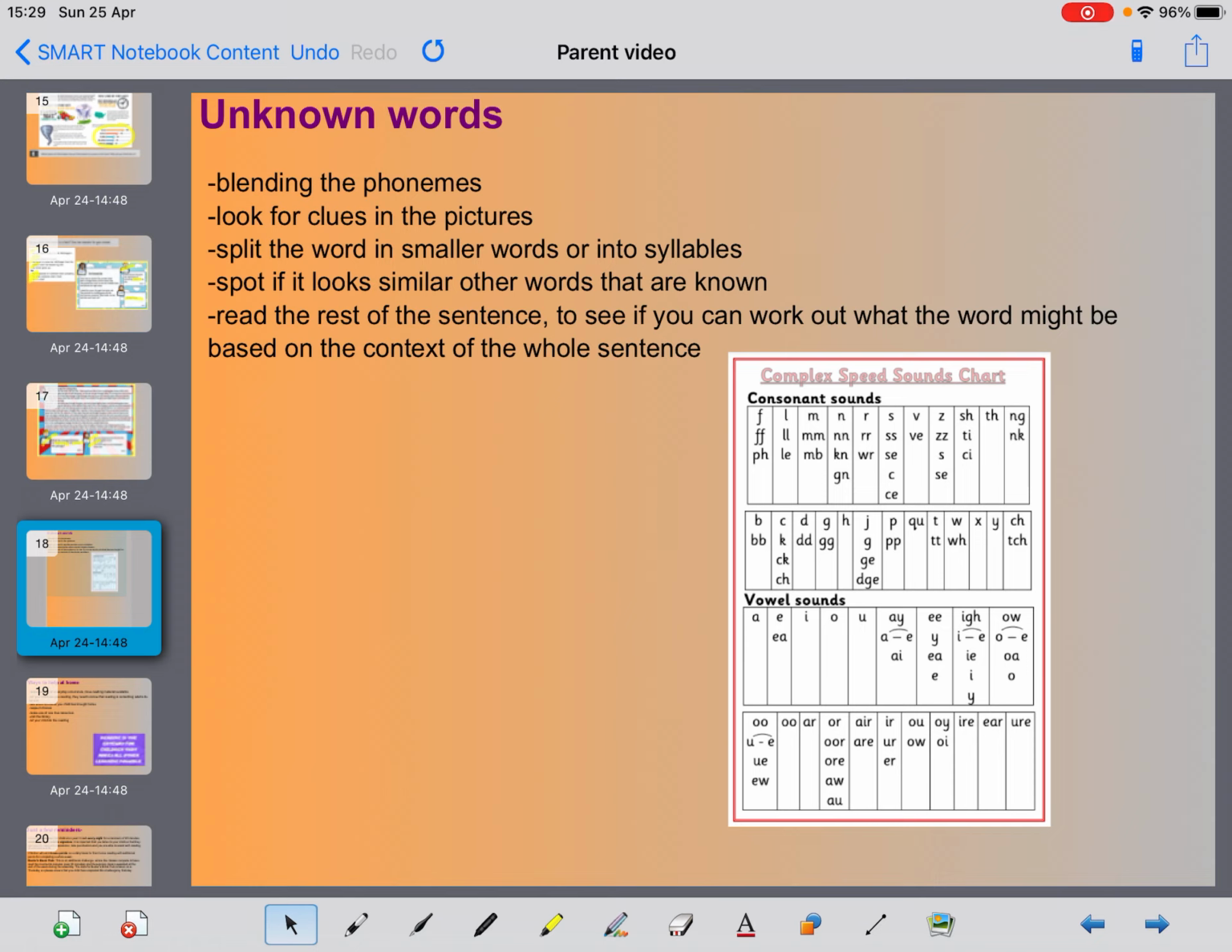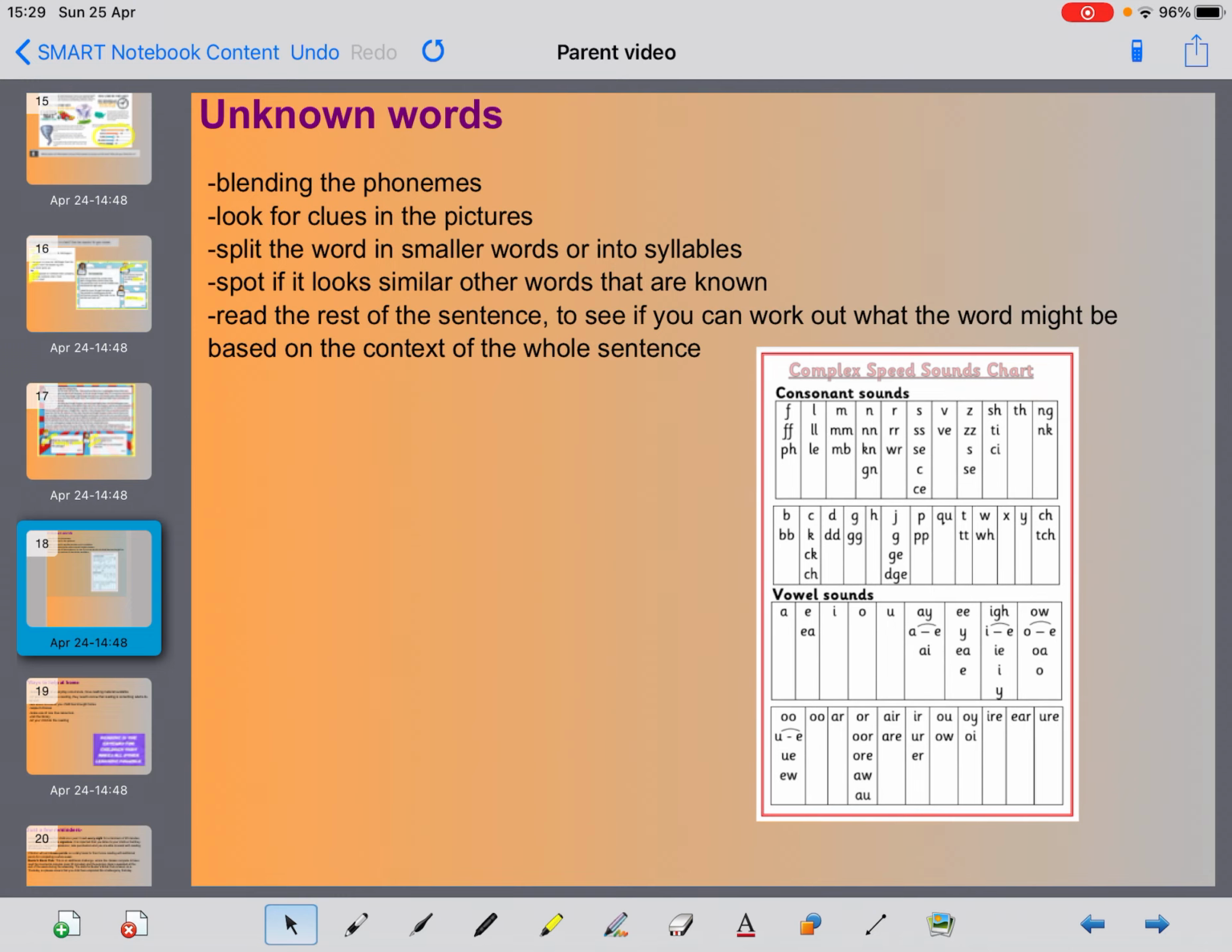Also refer to the complex speed sounds chart, so knowing that the same sound can be made in a variety of ways. So for example, the A sound can be made by writing AY. It can be a split digraph, A with another letter in between and then an E, or AI as in snail. So it's knowing the phonemes as well that they can have other sounds. This complex speed sound chart is listed below in the documents as well to refer to.